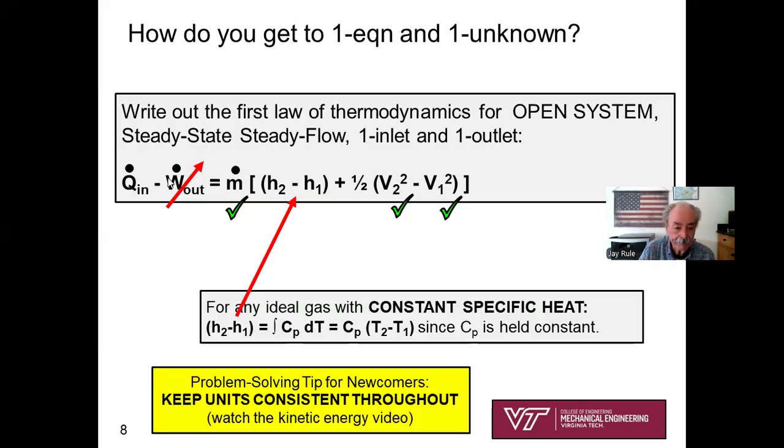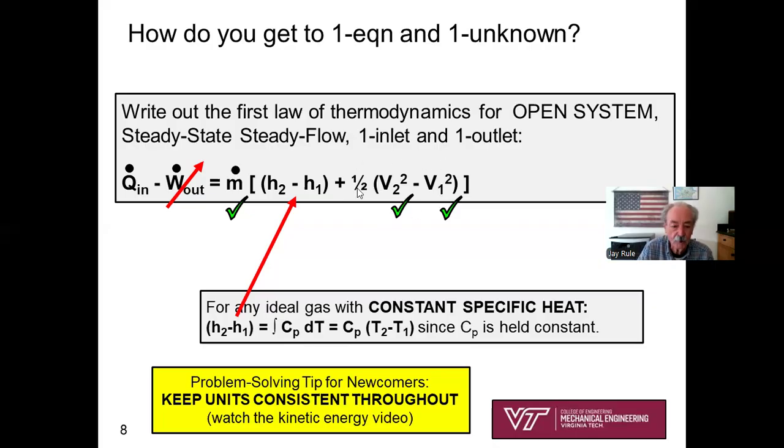Q dot in minus W dot out, for our problem, that's going to be 0. It's a nozzle, equals M dot. There's only one M dot, one inlet, one outlet. It's steady state. There's M dot times bracket, change in enthalpy, H2 minus H1, H out minus H in, plus 1/2 V2 squared minus V1 squared. That's the change in kinetic energy of the flowing fluid.